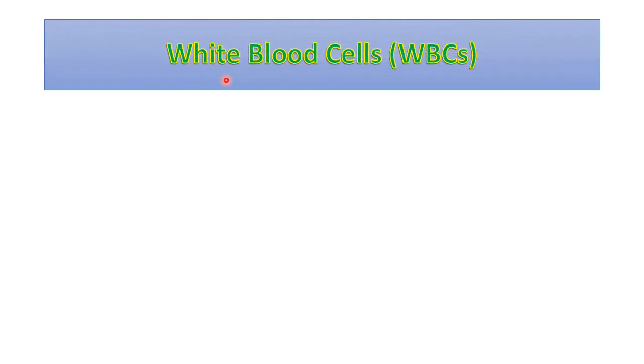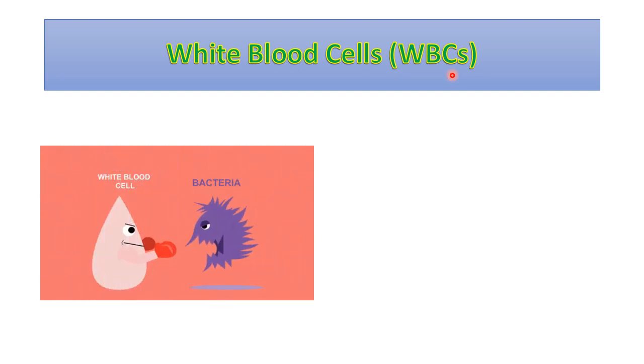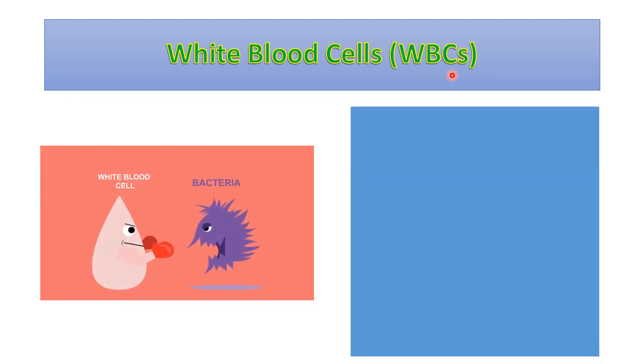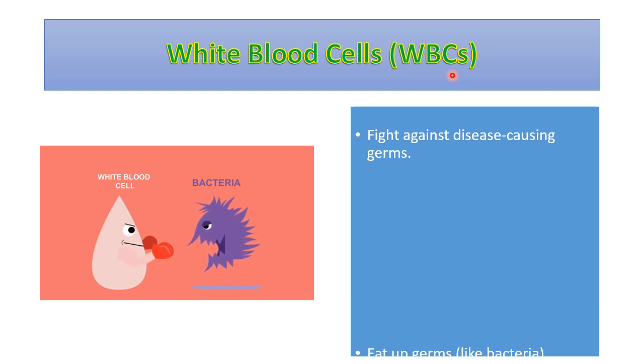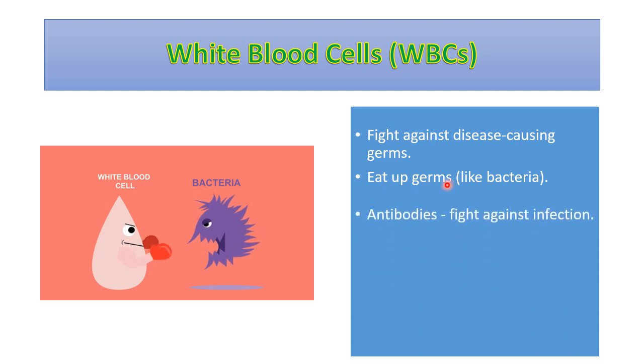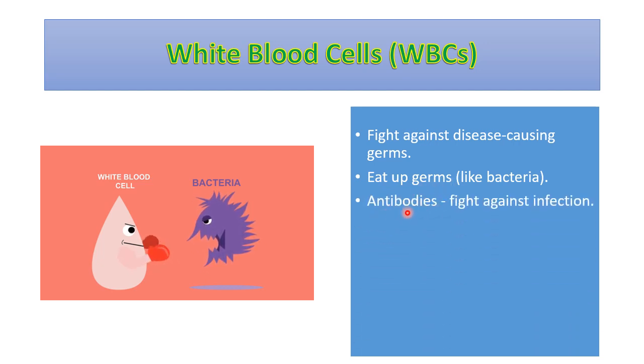So the second component of the blood are the white blood cells or WBCs. They are the shields of our body. They help in protecting our body against any foreign bodies. Either they eat up all the germs or they release antibodies which are helpful in killing disease causing pathogens. Pathogens are basically the germs causing disease in our body.